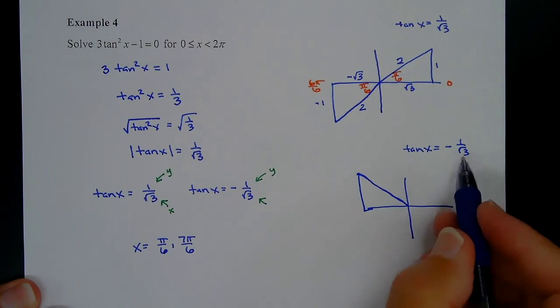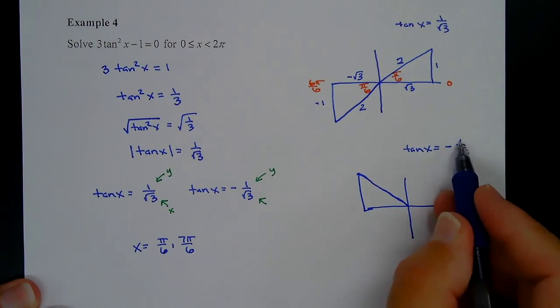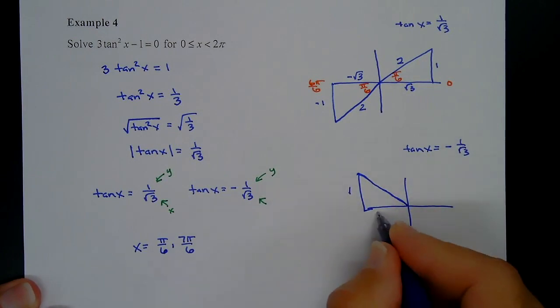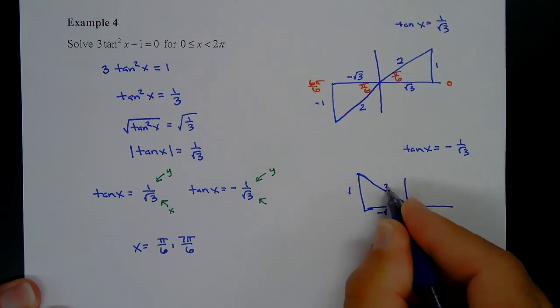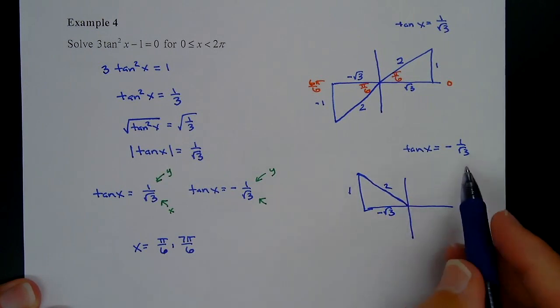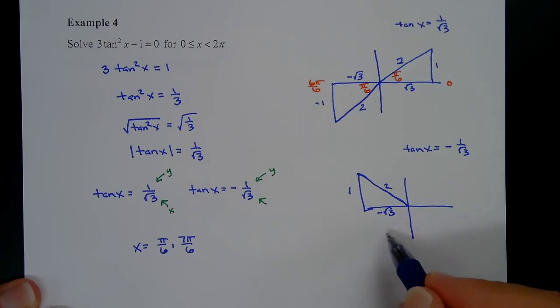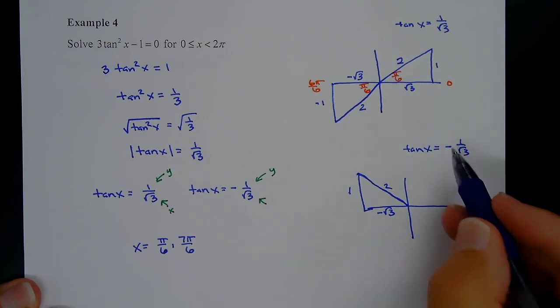Okay, so what did I say just a minute ago? My y is going to be 1, and my x is going to be negative square root of 3. That would make this 2. Where else could this happen? Well, it can't happen here because both the x and the y would be negative, right? So that would make this ratio be positive.